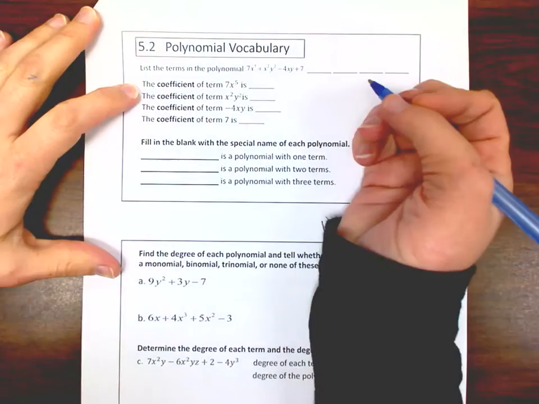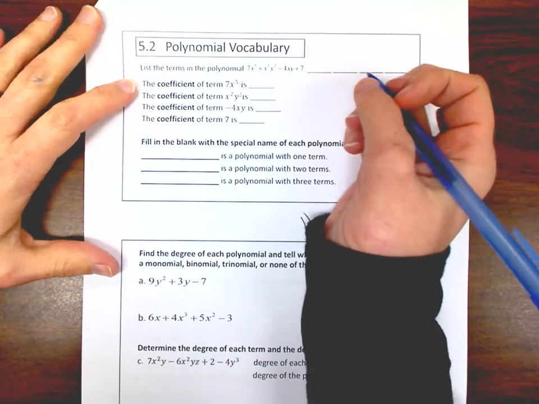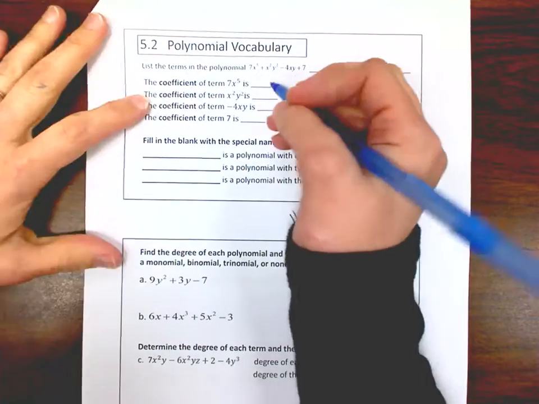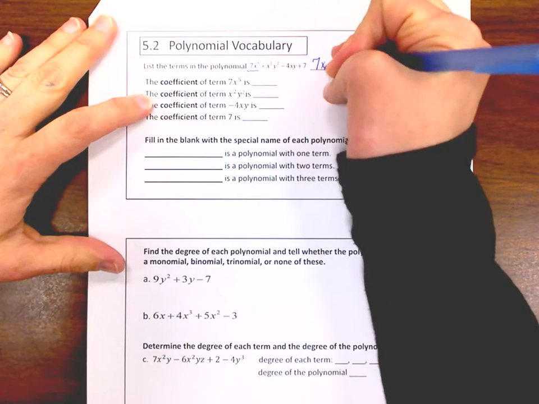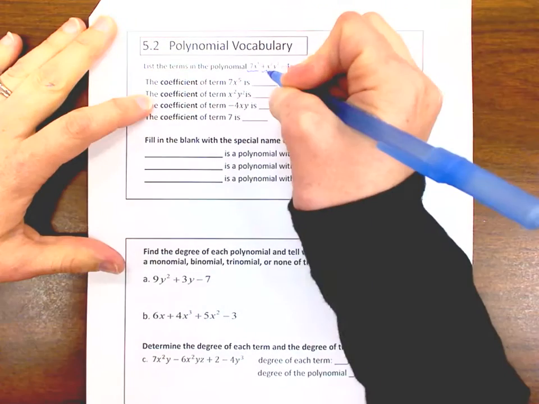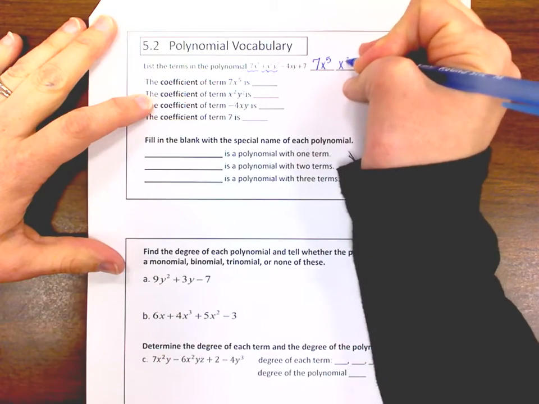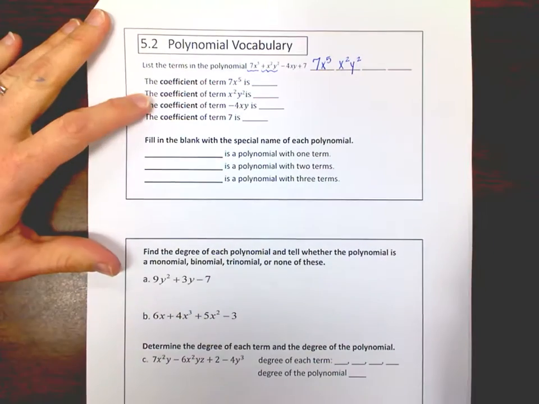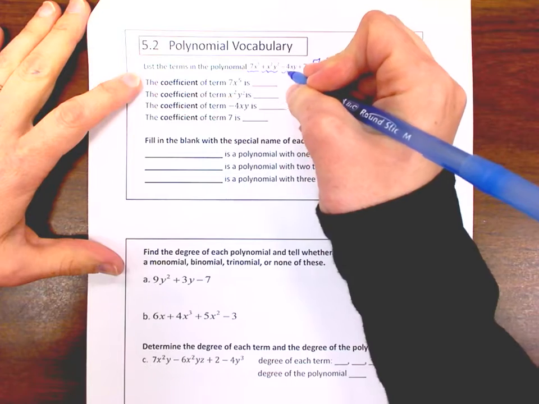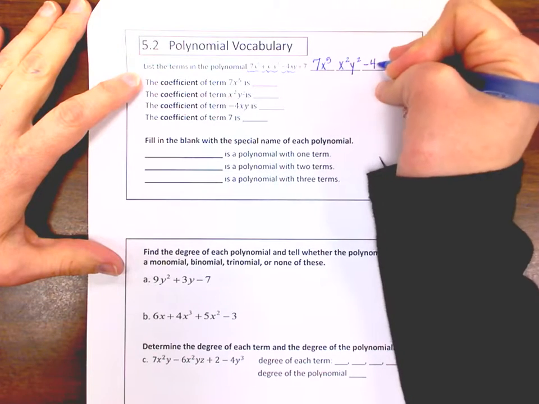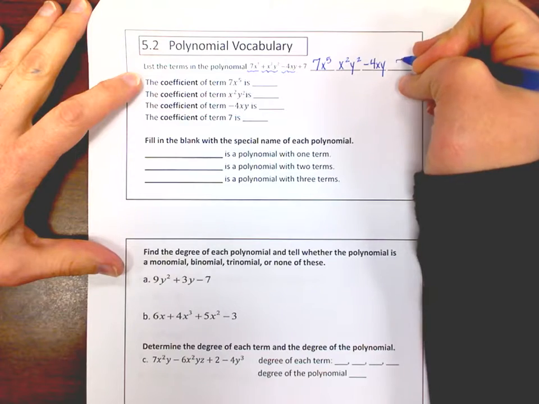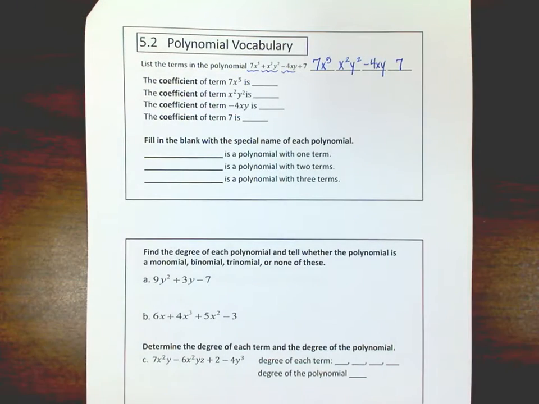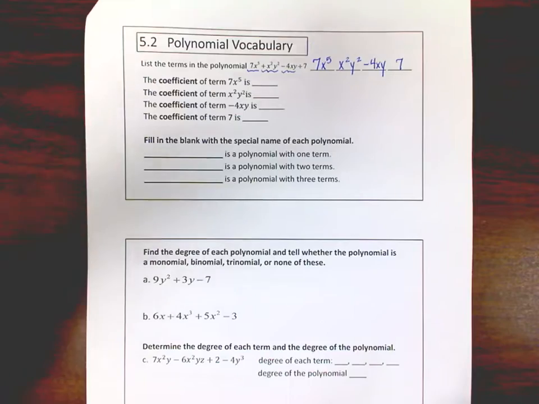You have to realize that the polynomial has different pieces to it, different parts to it, and each of those parts is called a term. So if you look right here, the first term is 7x to the fifth. The second term is x squared y squared. The third term is negative 4xy, and the fourth term is that positive 7. Okay, so you'll notice that the terms are separated by a positive or a negative sign.